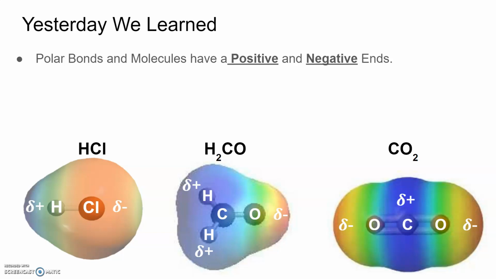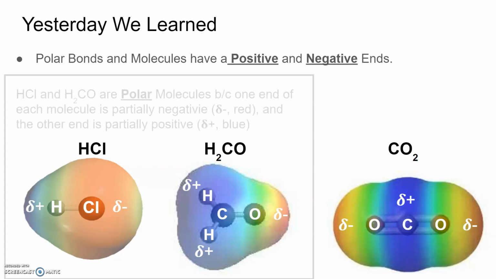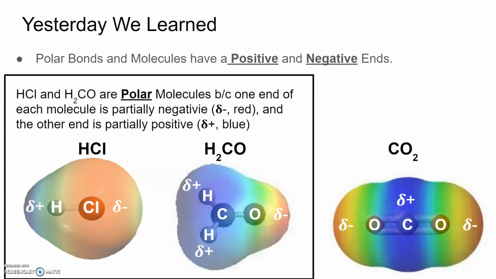So yesterday we got started in that effort. We learned about polar bonds and polar molecules. And essentially a polar bond and polar molecule will have opposite ends, so a positive end and a negative end. For example, hydrochloric acid and H2CO, formaldehyde, are polar molecules.